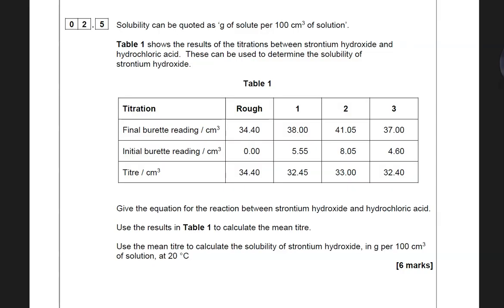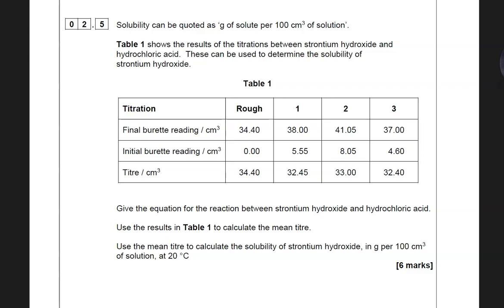And then in the table we have a description under the column titration. We have 4 columns, so the rough titration value, the first one that would have been done. We have attempts 1, 2 and 3, and for each of the attempts, the rough and the real titrations 1, 2 and 3, we have the final burette reading, the initial burette reading, and the titer value in cubic centimeters. In other words, the difference between the initial and the final burette reading.